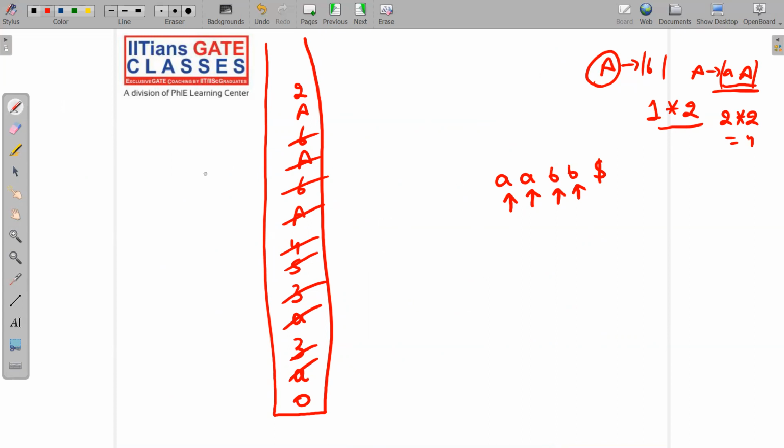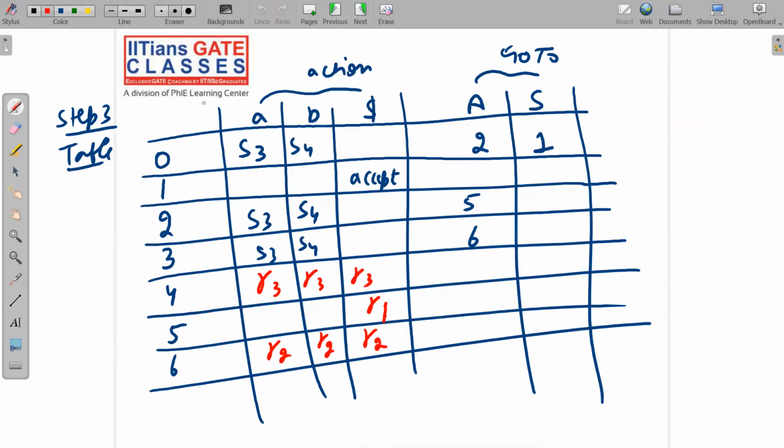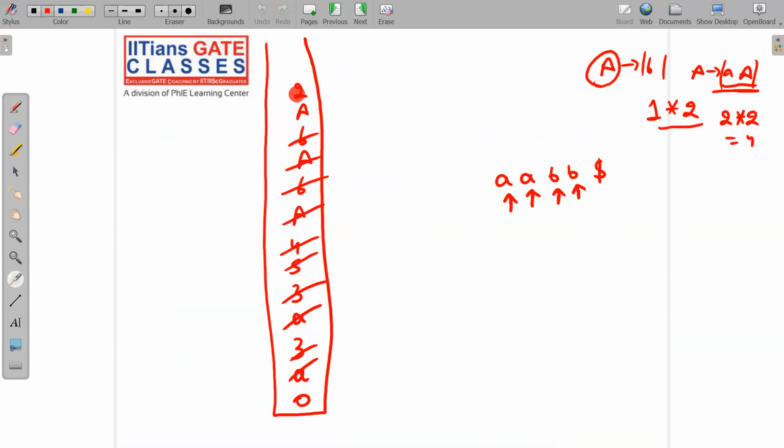Now on state number 2, we have read this small b. State number 2, small b, S4. Are you getting it? The look ahead was here, no? The look ahead will not move one position to the right if we have done a reduce move. I have told you many times, in case of a shift move only, the look ahead will point one symbol to the right. In case of a reduce move, it will not move. So it is still here only.